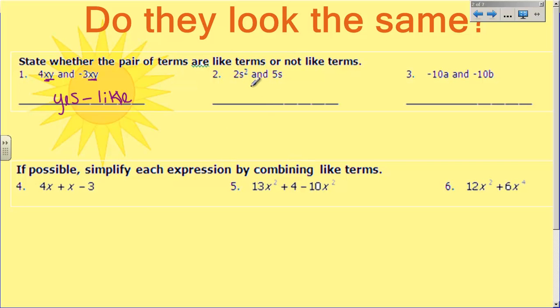Number 2, you have 2s squared and 5s. This s squared and this s, they're not the same. They do not have the same power. The exponents are not identical. So these are not like terms. So you have to say not like.